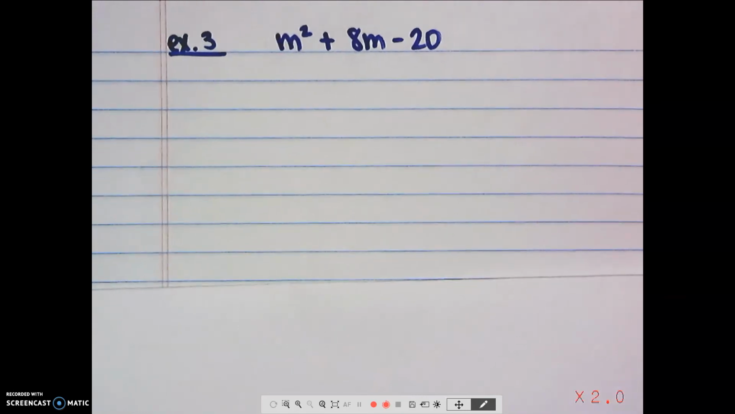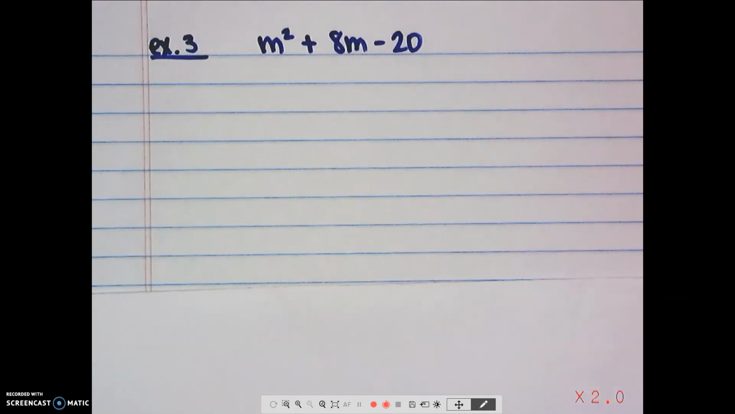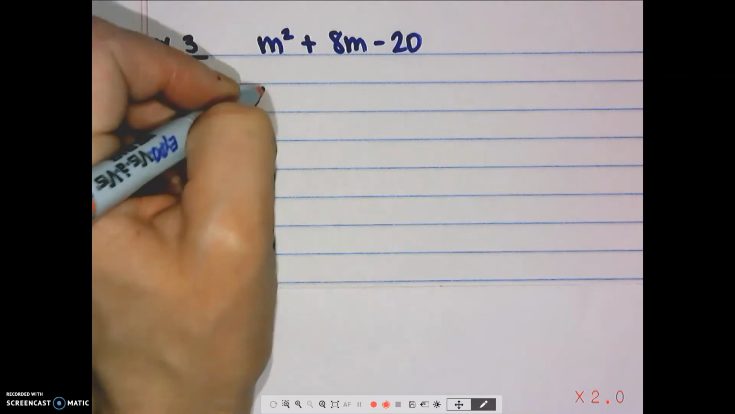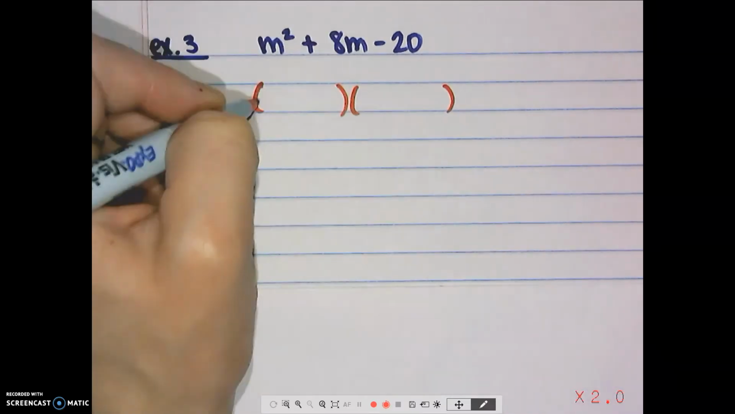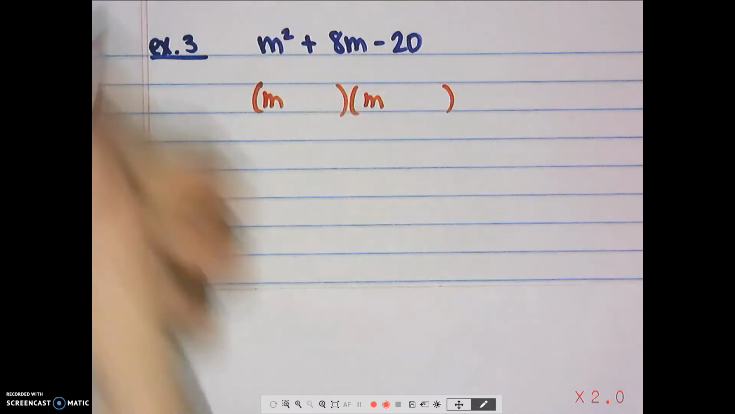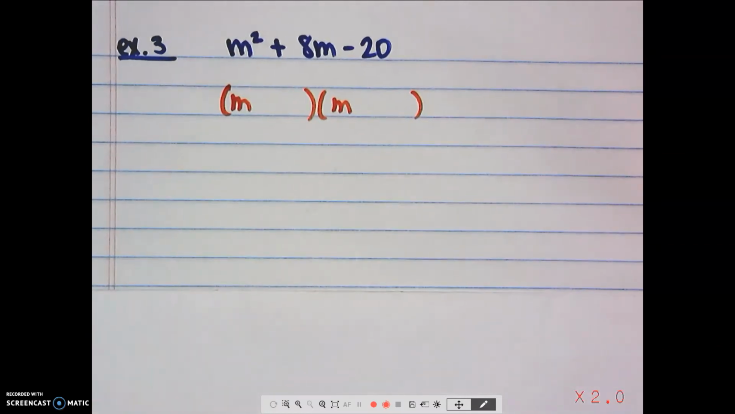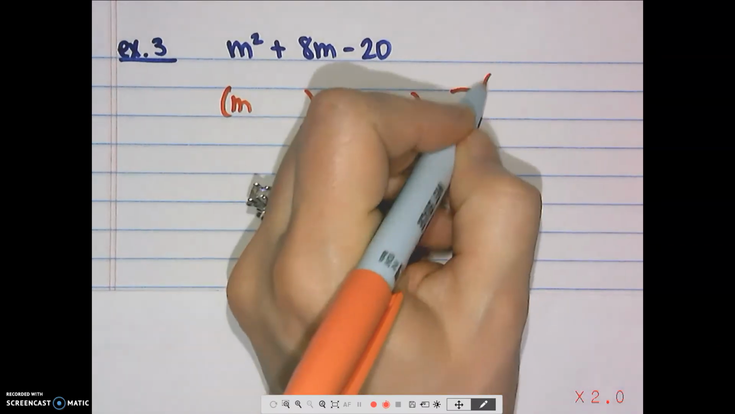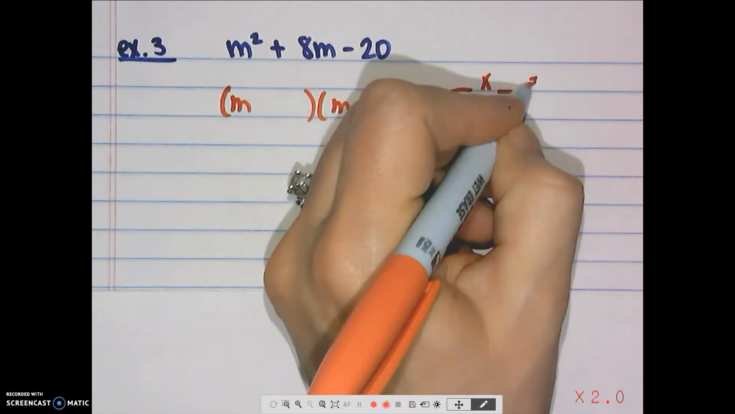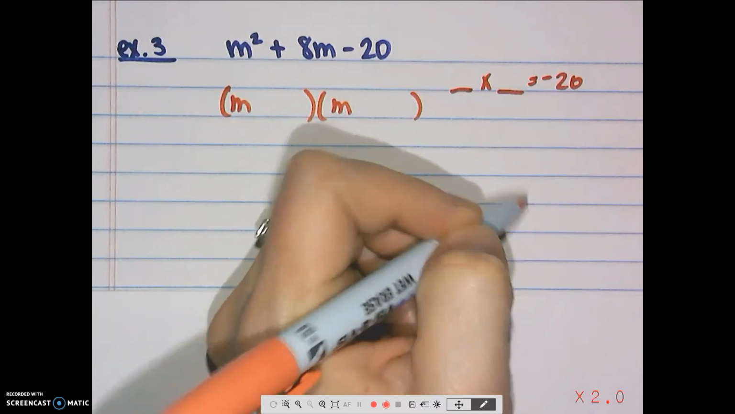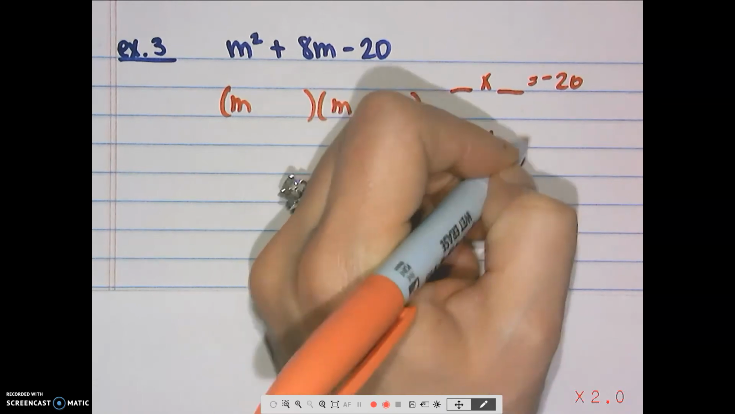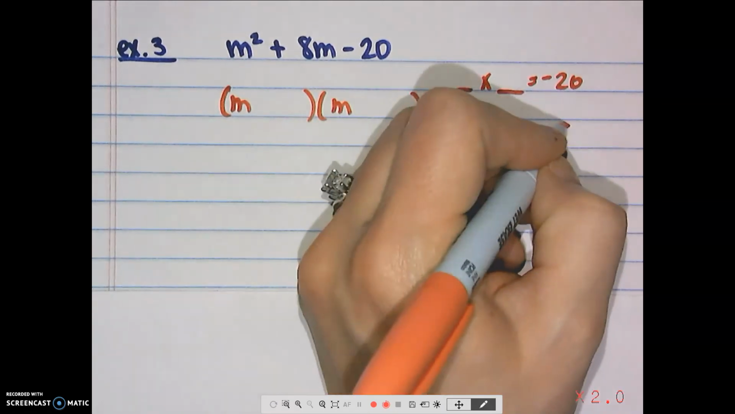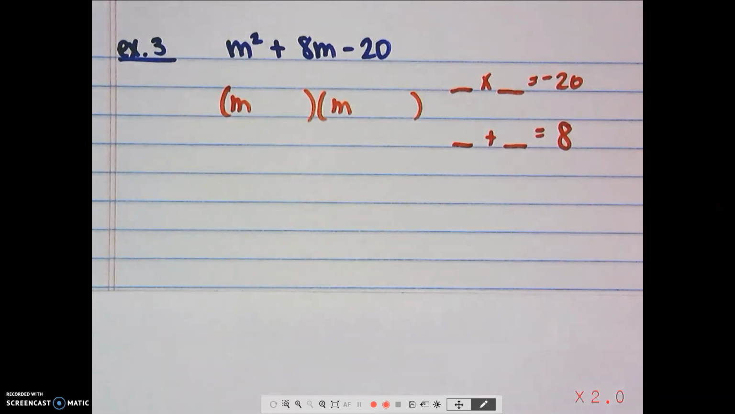All right, so here we have m squared plus 8m minus 20. So we know we need m and m, okay? And then we need to find two numbers, in this case, that multiply to give us negative 20 and add together to give us a positive 8.